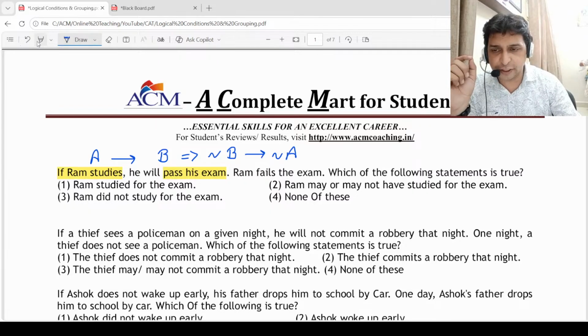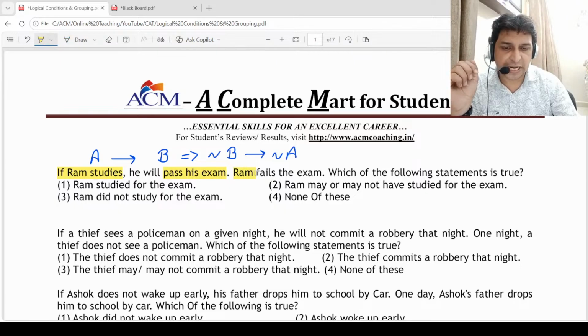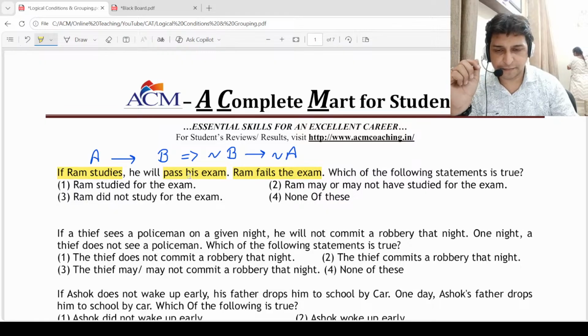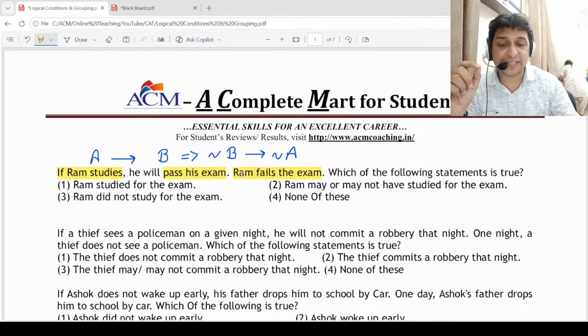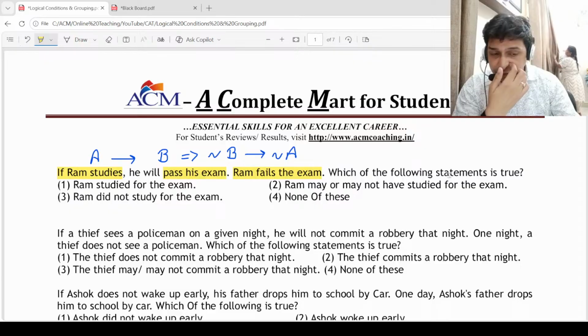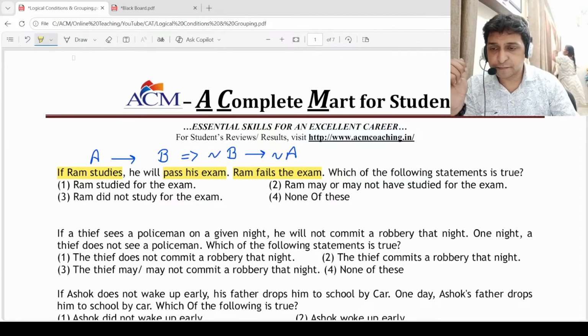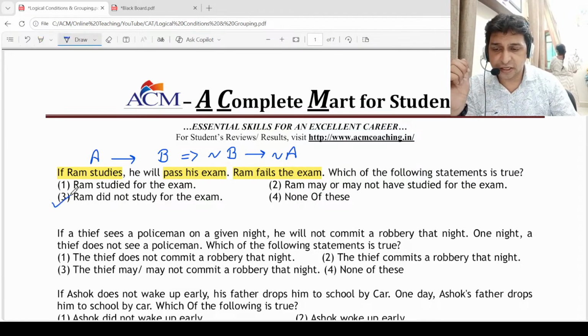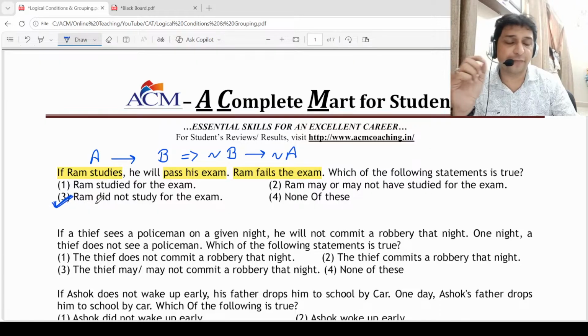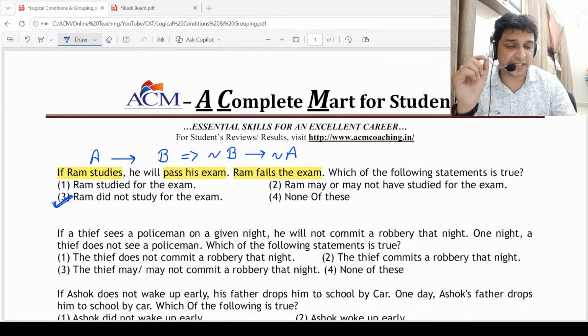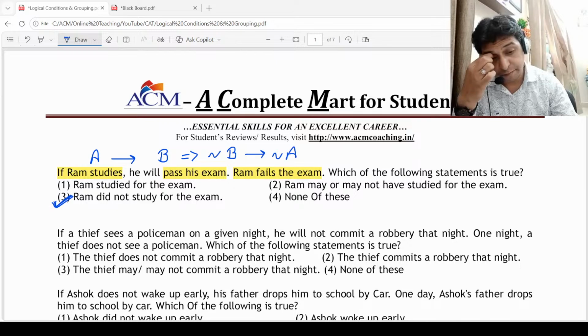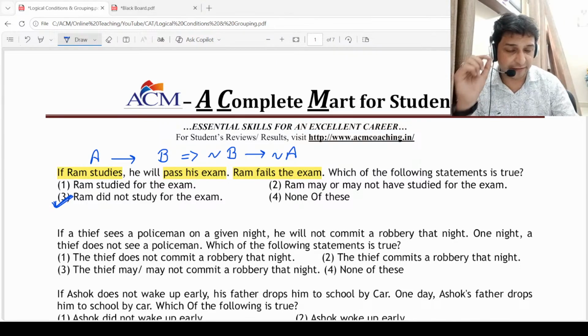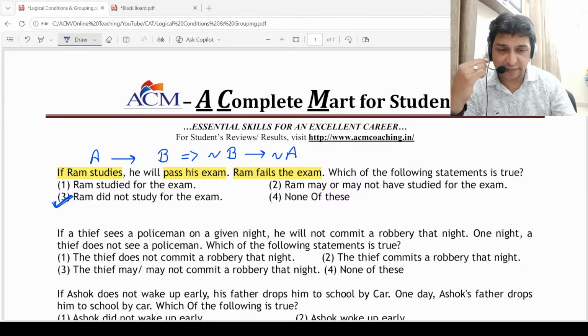Now the question given to us: Ram fails. That means Ram did not pass. Now if Ram did not pass, that means he did not study. Which of the following statements is true? The answer is clearly Ram did not study for the exam. That is the answer I'm going to get. I hope this is quite clear. Any doubt anybody gets, they may let me know in the chat so I can help you out with it.